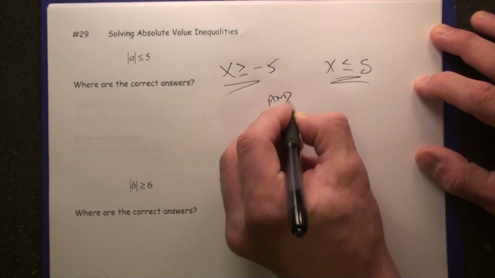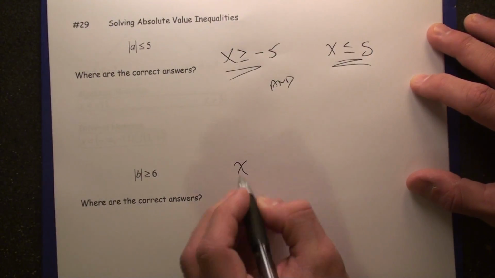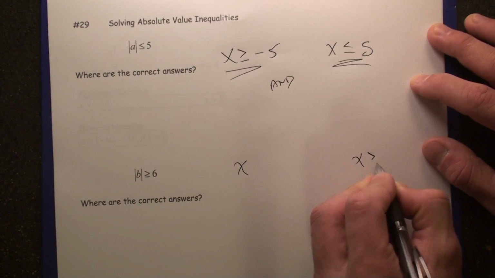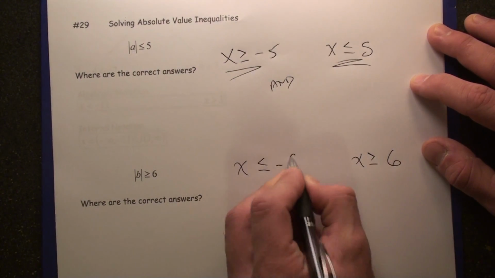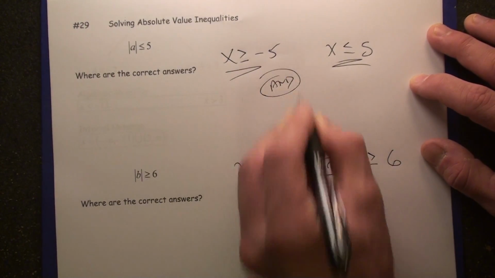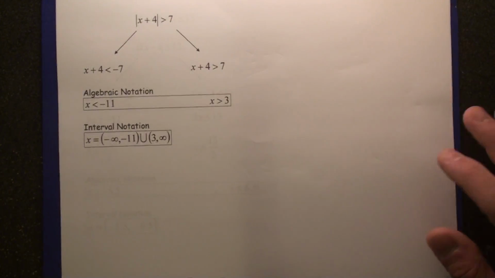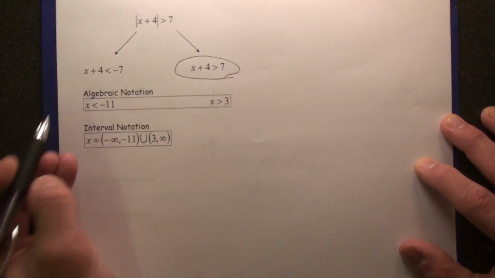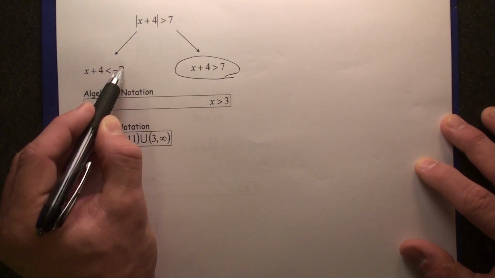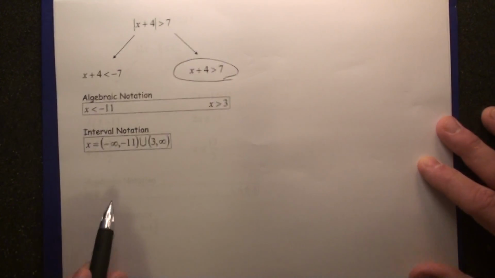This was the "and", and then over here we had x was what? Greater than or equal to 6 or less than or equal to negative 6. Therefore it was an "or" statement versus an "and". Now if we were to solve absolute value of x plus 4 is greater than 7, one of them is greater than 7, the other one is less than negative 7. Flip the sign around. There's your two answers, algebraic and interval.